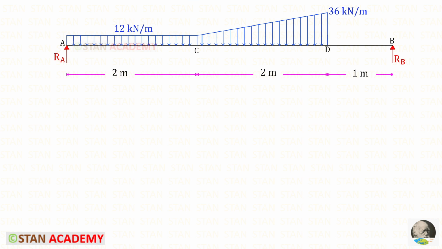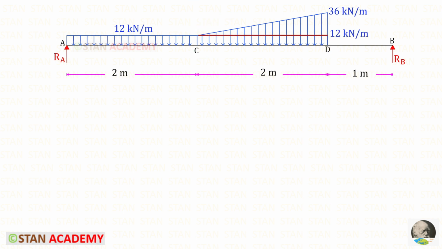Hello everyone. Today we are going to analyze this simply supported beam. In this beam there is a uniformly distributed load of 12 kN per meter. It acts for a distance of 2 meters from point A to point C, and there is a uniformly varying load which varies from 12 kN per meter at C to 36 kN per meter at D.